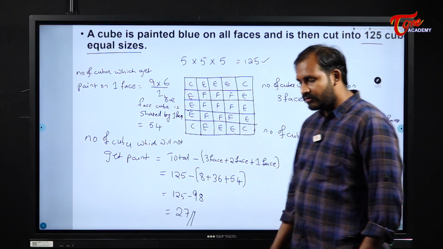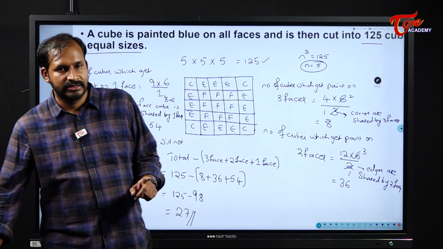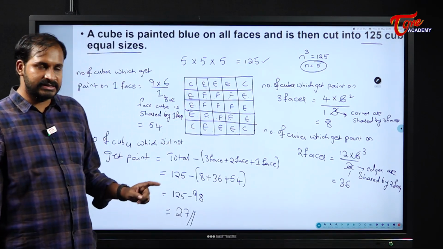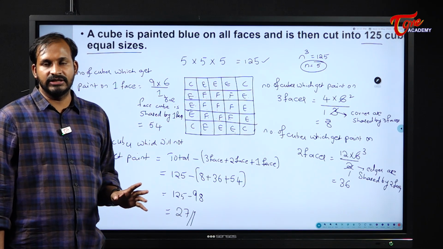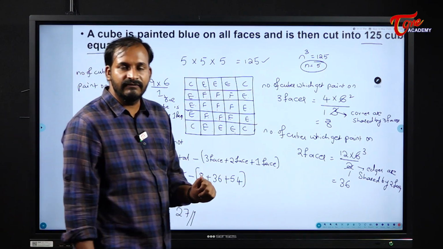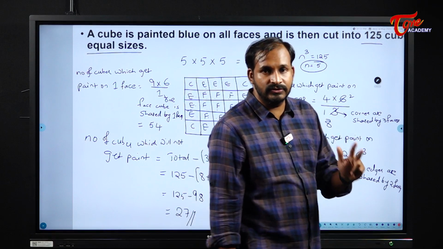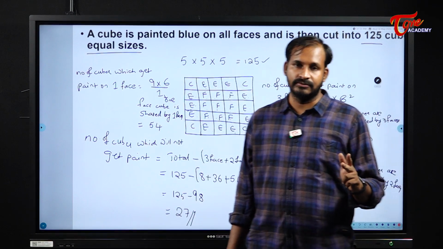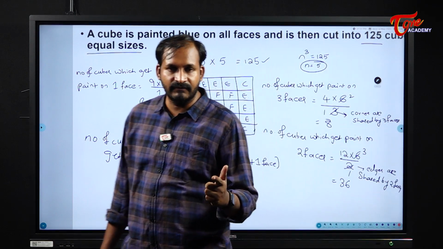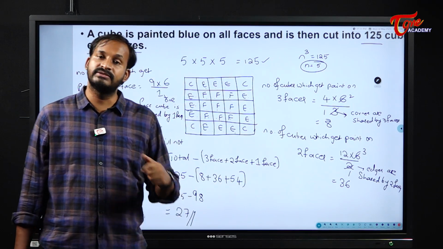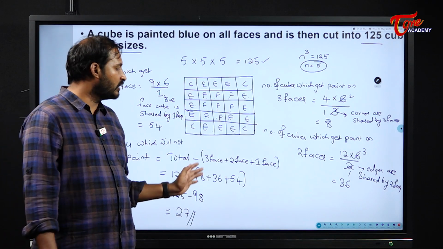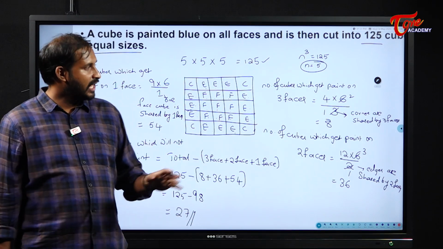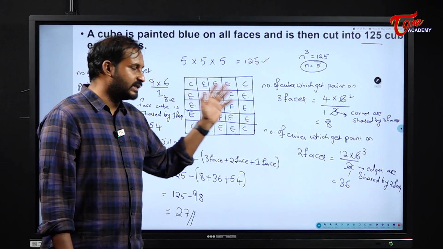So like this we are going to solve. Take one face, students. Based on the cuts made, take one face and from that one face try to solve the remaining things. Understood? Which cubes will get paint on 3 faces? Corner cubes. Which cubes will get paint on 2 faces? Edge cubes. Which cubes will get paint on 1 face? Face cubes. Which will not get paint? Those are middle cubes. So total minus that, you can easily do it and you will get the answer very easily.